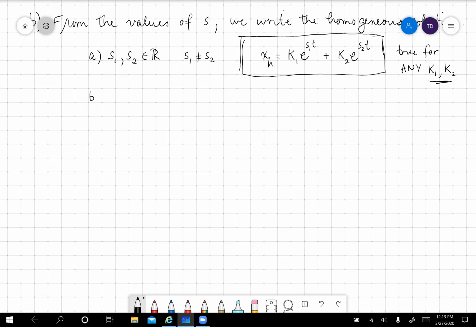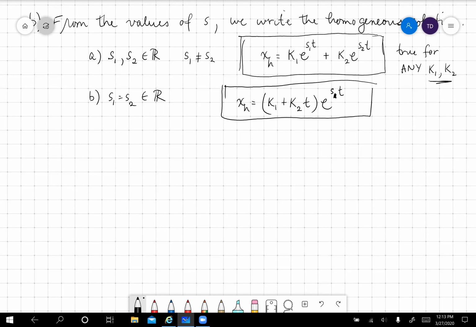If we have situation B, S1 equals S2, and those are both elements of the real, so they're equal to each other. For argument's sake, let's just call it S1. They're both the same, so let's just call it S1. X homogeneous equals K1 plus K2t times e to the S1t. Again, true for any K1 and K2.